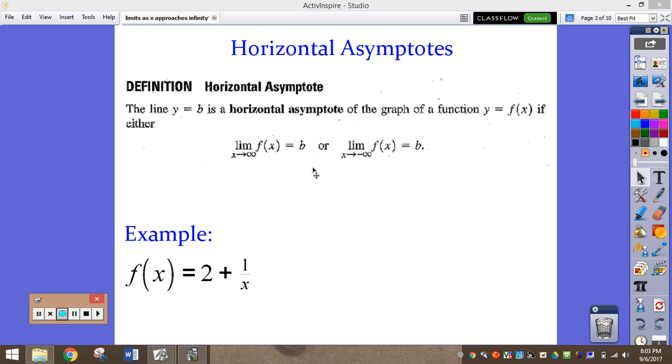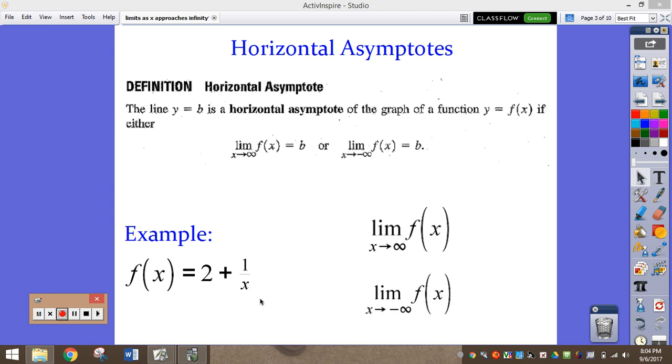And so if I asked you to find the horizontal asymptotes of f of x, which is 2 plus 1 over x, I'm really asking you to evaluate each of those limits. And so again, I'm going to think through it. We've already established that the limit as x approaches infinity of 1 over x is 0, and the limit as x approaches negative infinity of 1 over x is 0.